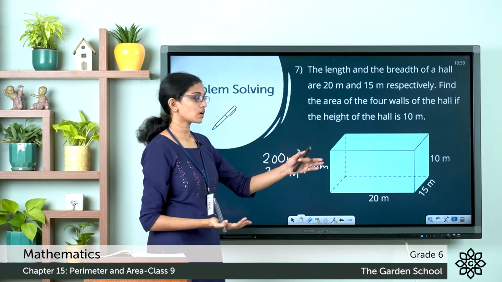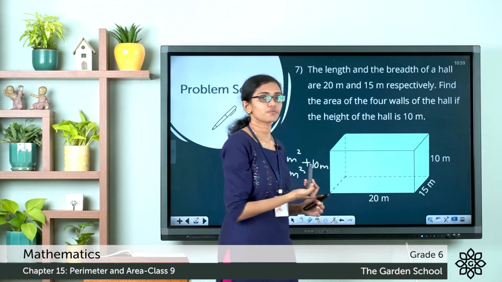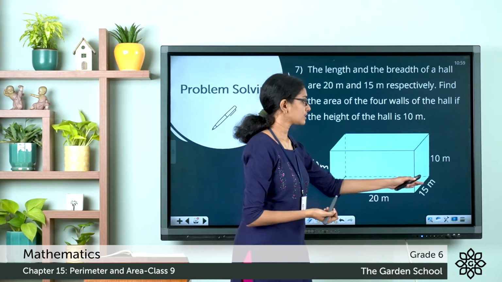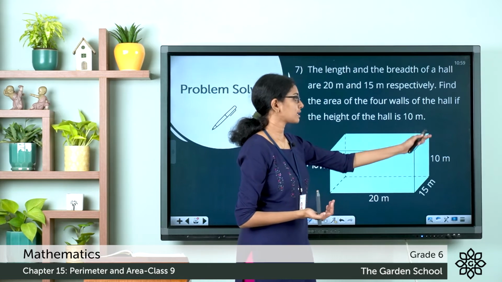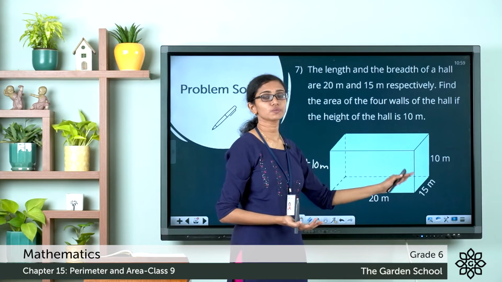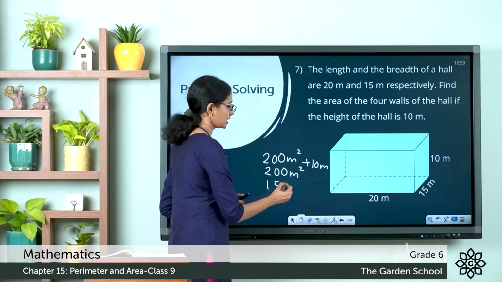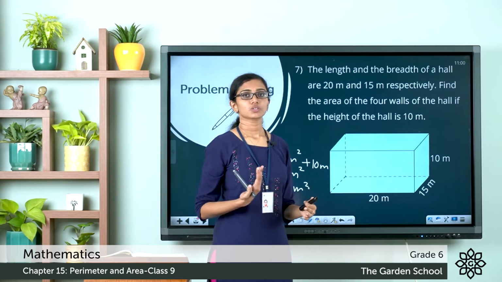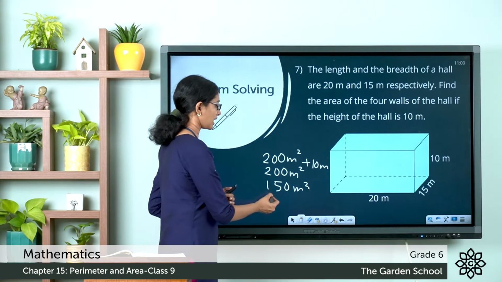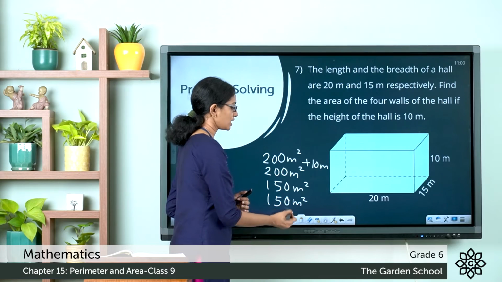Now consider the walls on the sides. So if we consider this wall here, it has a length of 15 meter and a height of 10 meter. So the length is 15 meter and the breadth can be taken as 10 meter. Hence, the area of this wall here will be equal to 15 into 10, which is equal to 150 meters square. So the opposite wall will also have the same area. So for that, the area will be equal to 150 meters square.